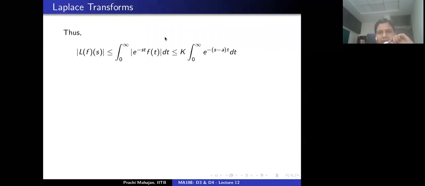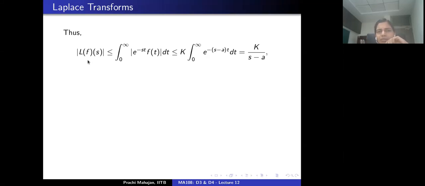So the absolute value of f is bounded above by k times exponential at for all values of t in the interval 0 to infinity, which means that the following is true: the Laplace transform of f is at most k by s minus a. This is true for all s bigger than a. Now, what is this saying?